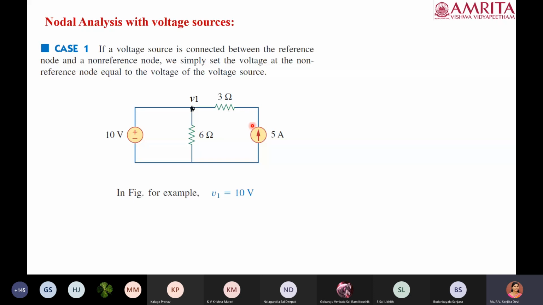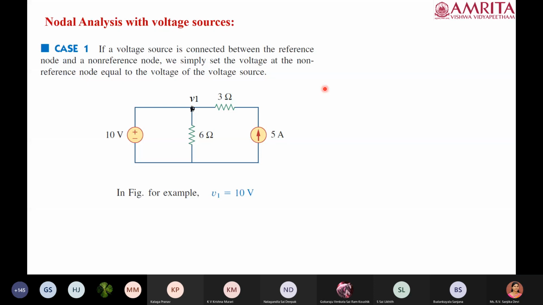So we have seen how to do the nodal analysis if there is a current source. The main equation in nodal analysis with a current source is the KCL equation. At each of the non-reference nodes, we will be writing the KCL equation and we will be solving for the nodal voltages.